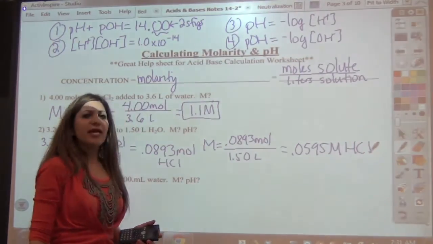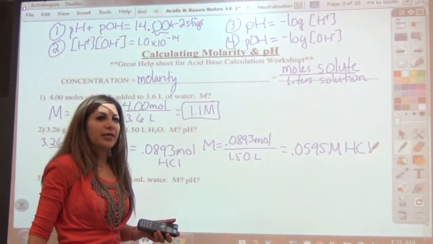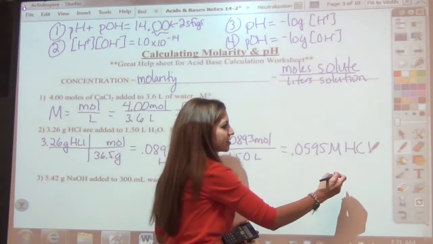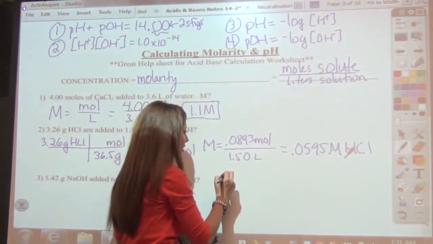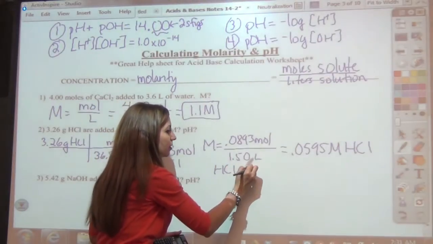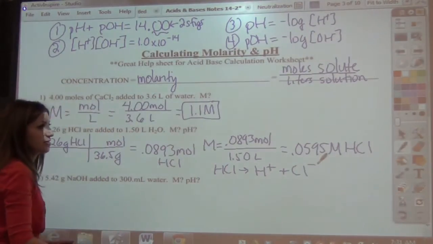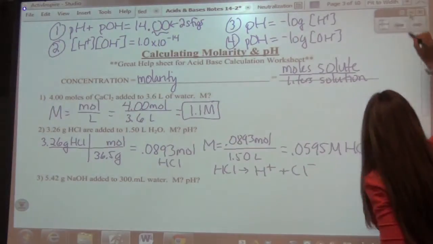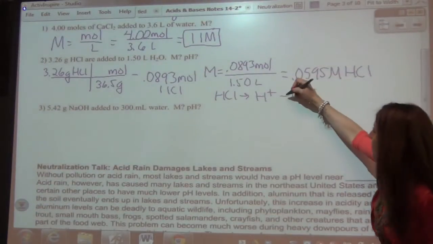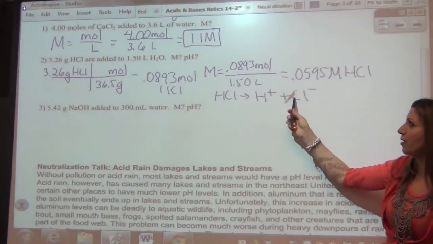Okay. HCl is going to break up into what two ions? What will HCl break up into? H plus and Cl minus. Perfect. Okay. So it's going to break up into one H and one Cl.